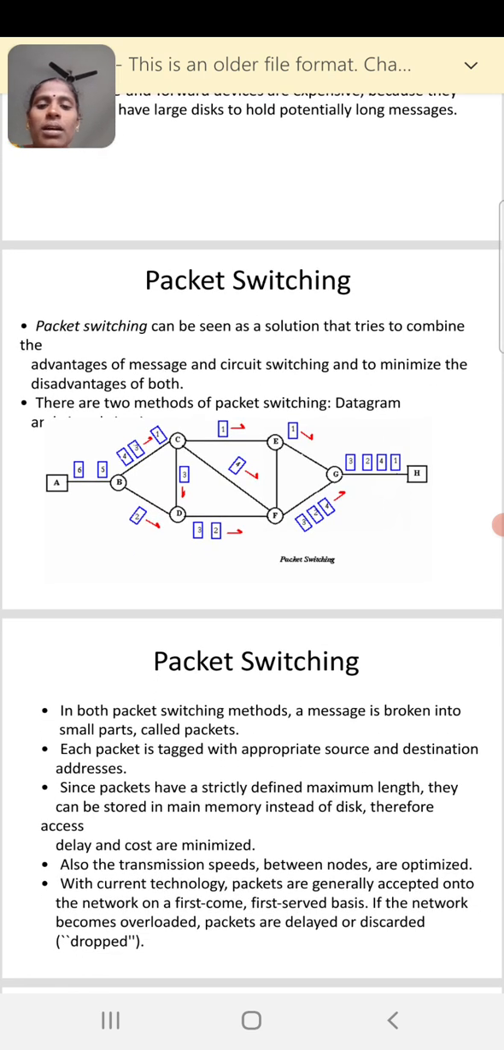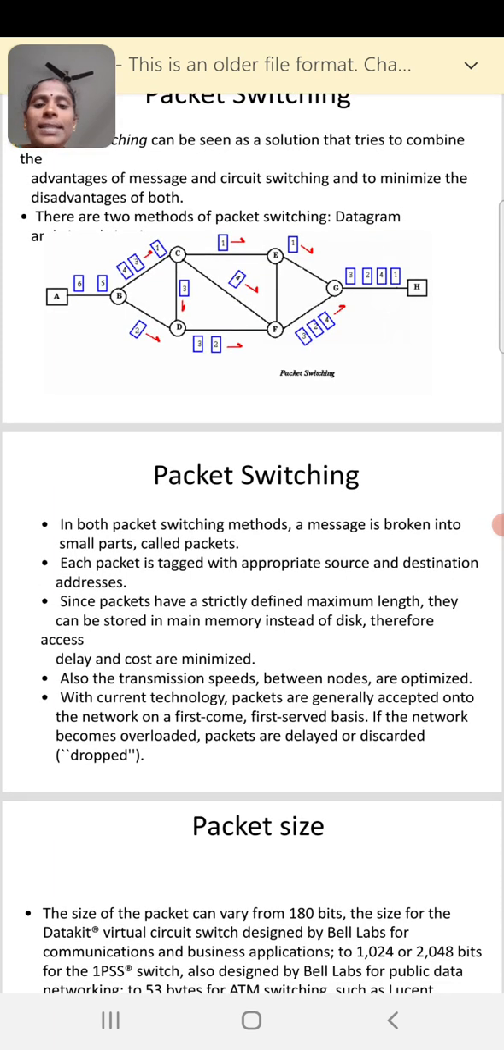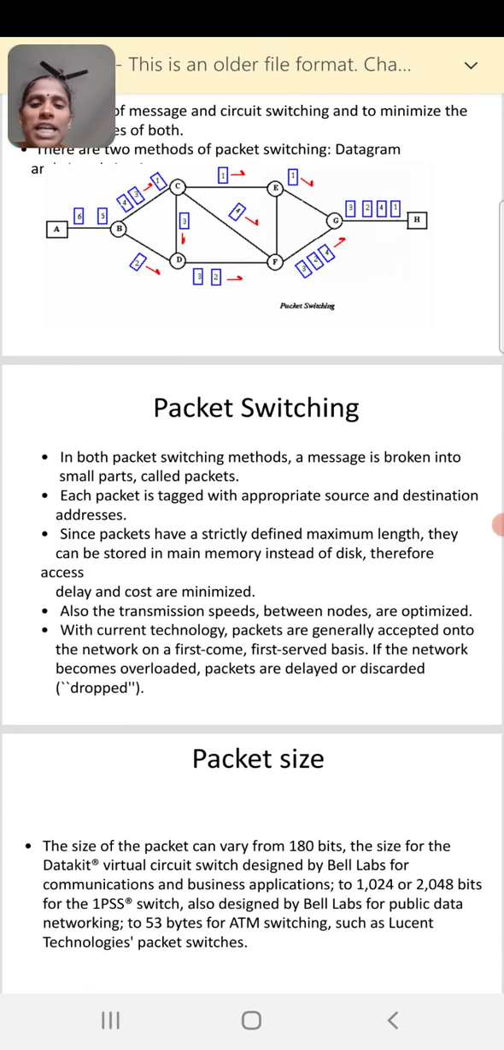Datagram. In both packet switching methods, a message is broken into small parts called packets. Each packet is tagged with appropriate source and destination addresses. Since packets have a strictly defined maximum length, they can be stored in main memory instead of on a disk, therefore access delay and cost are minimized. Also, the transmission speed between nodes is optimized.